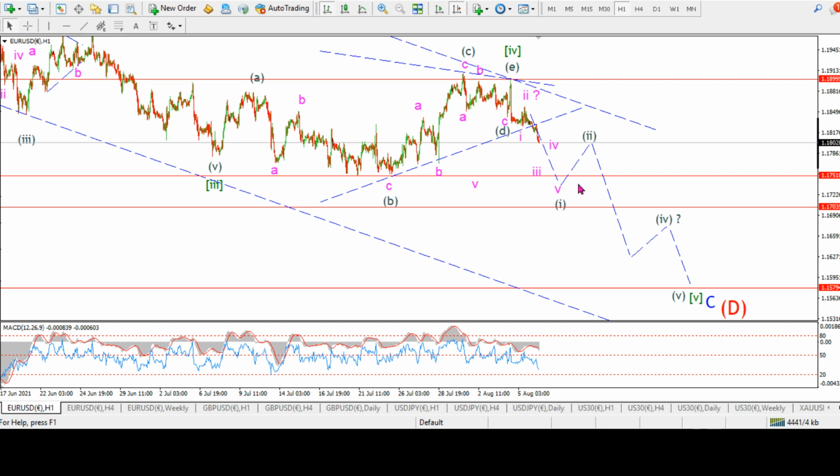So what we need to do is continue lower. I'd like to see a break of that 117.50 in wave 1, and hopefully that'll complete by the end of the day. It's still pre-market over in the US.